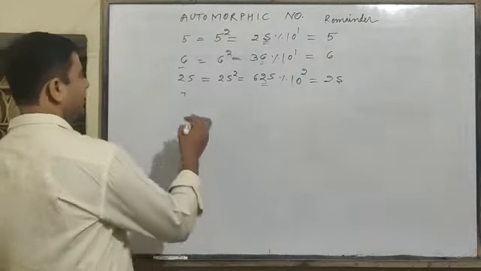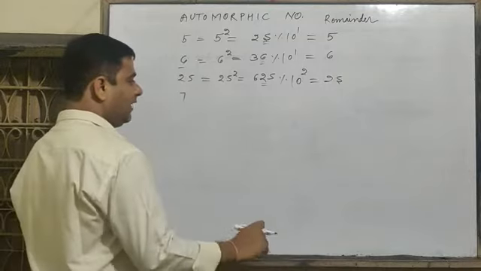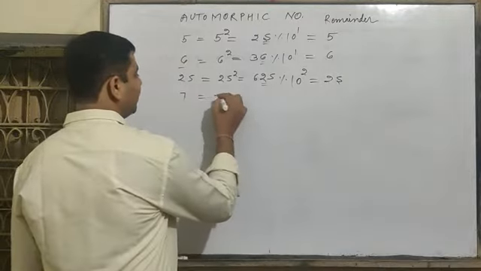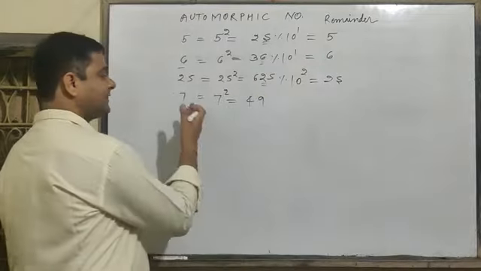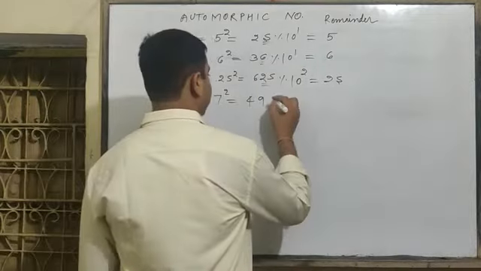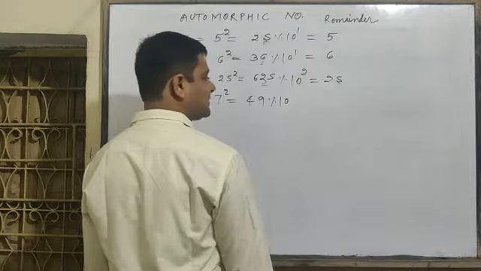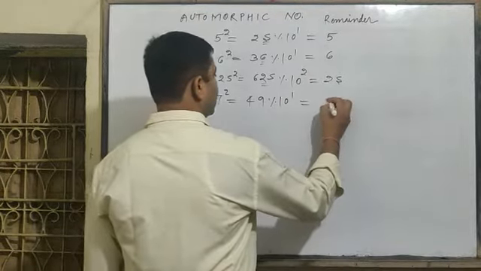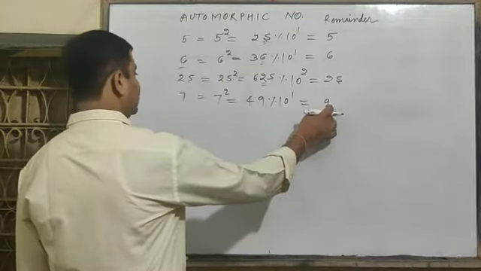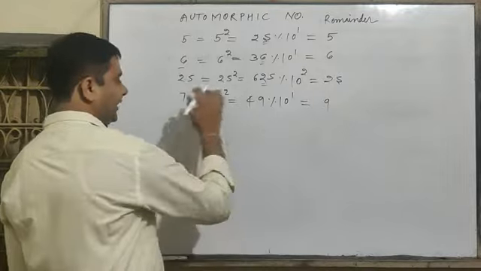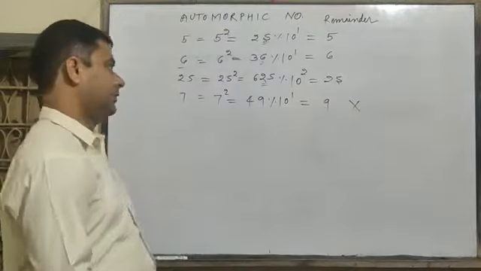Okay, one more example we are taking, of 7. For example, 7 is the value input by the user. So 7 square will be what? It will be 49. How many digits are there in 7? 1. Calculate the remainder of this square: 49 modulus 10 raised to the power 1. It will give you 9. When we compare the resultant value with the original number, both are different. So this will not be an automorphic number.